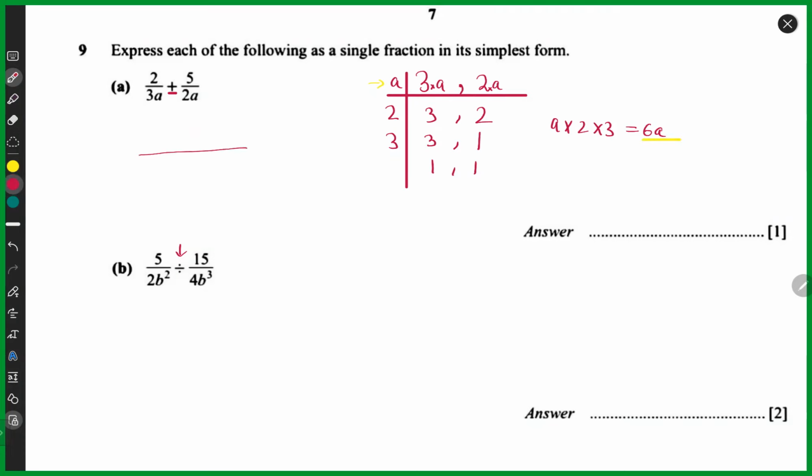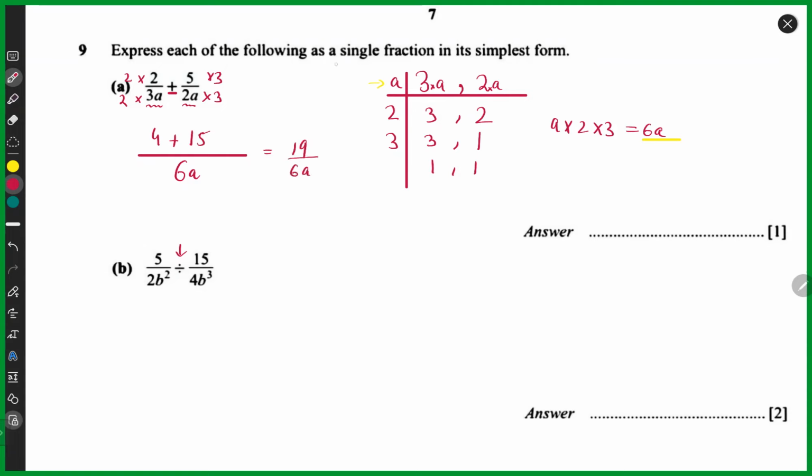So it's going to be 6a. What number do I multiply with this 3a to get 6a? I need to multiply by 2. And if I'm multiplying 2 with the denominator, I need to multiply 2 in the numerator as well, because this is maths. Similarly, here I have 2a. What number do I multiply with 2a to get 6a? I'll multiply it by 3. Since I'm multiplying the denominator by 3, I'll have to multiply the numerator by 3 as well. And finally, I'm going to get 4 plus 5 multiplied by 3 is 15, and this is going to give me 19 divided by 6a.